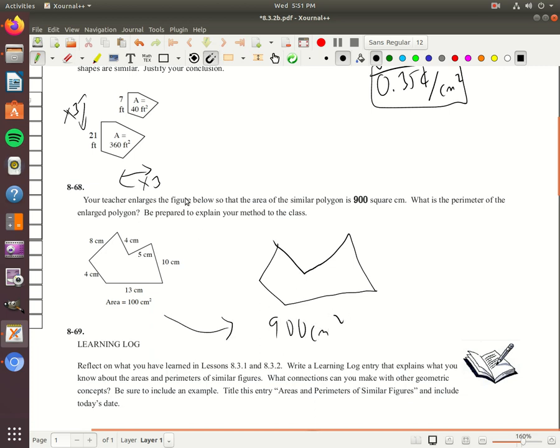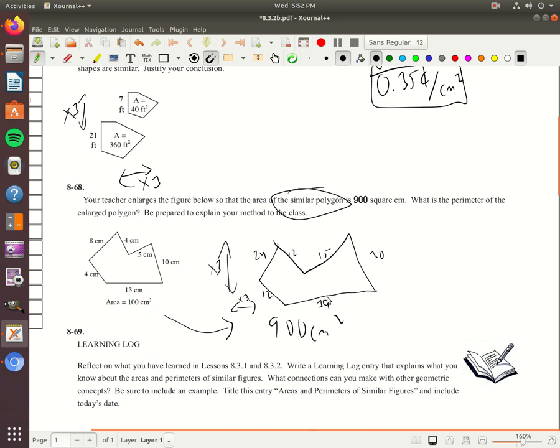Now here's what's crucial. They're telling us it's similar. So I can assume, all right, well, if this is 9 times bigger, it must be 3 times bigger in this direction, and it must be 3 times bigger in this direction. So if I know it's similar, I can assume it, but if I don't, I can't. So this 8 times 3 is going to be 24. This 4 times 3 is going to be 12. This is going to be 15. This is going to be 30. This is going to be 39. And this is going to be 12.